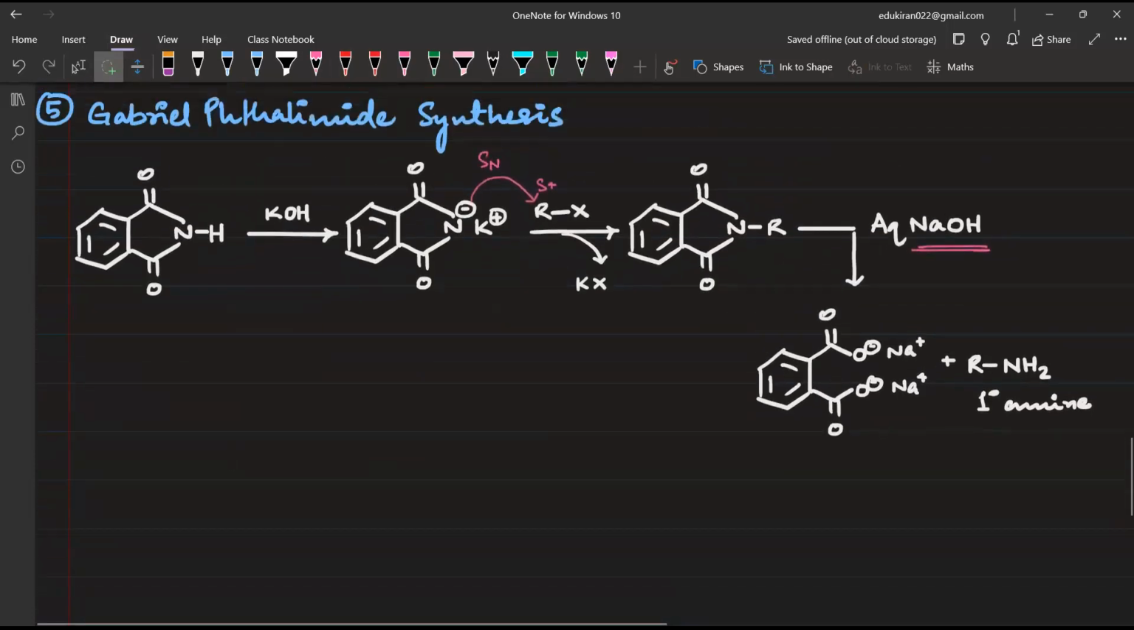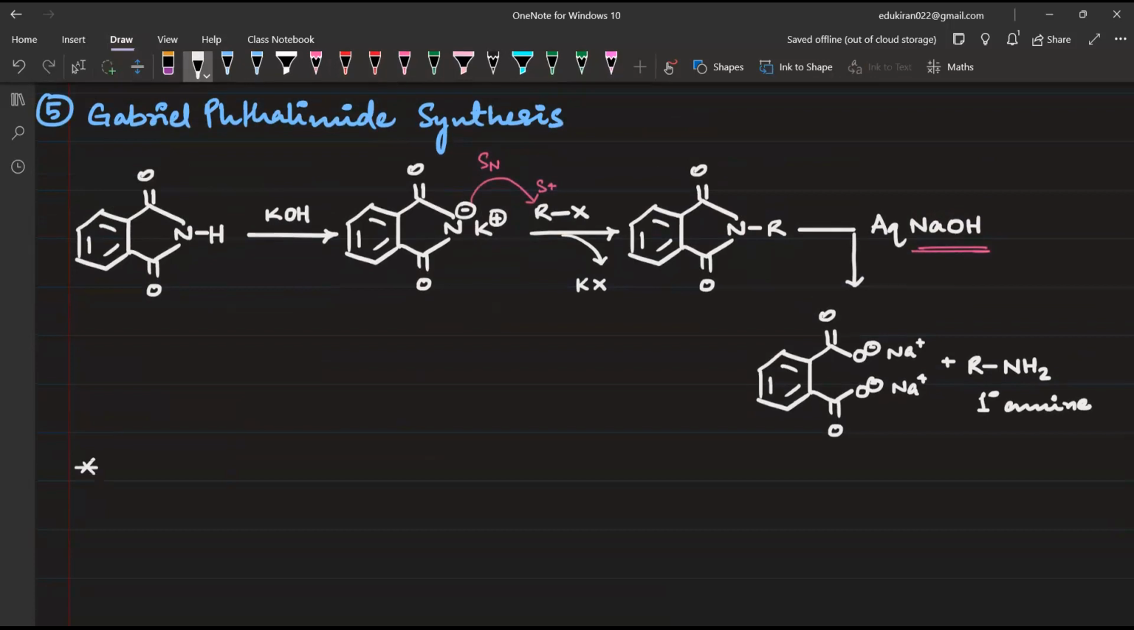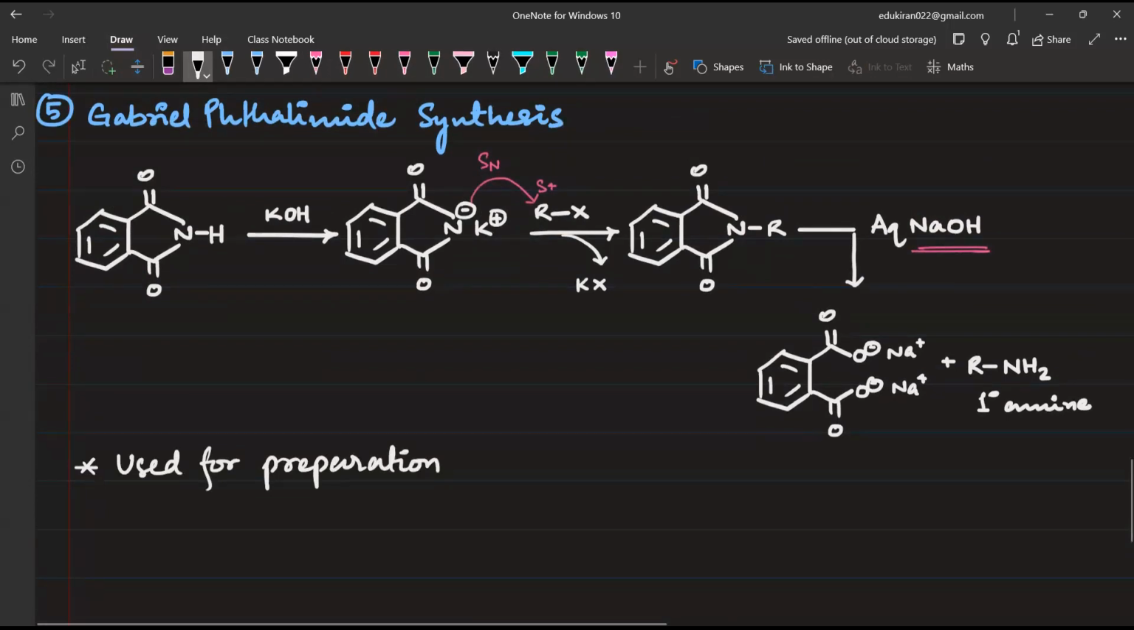Yes. So here you will write a few points. Used for preparation of 1 degree amine. Another important point regarding this Gabriel phthalimide synthesis is that aromatic primary amines cannot be prepared.